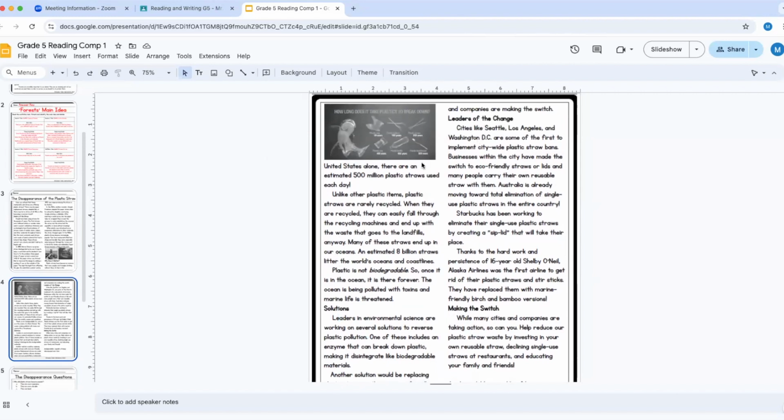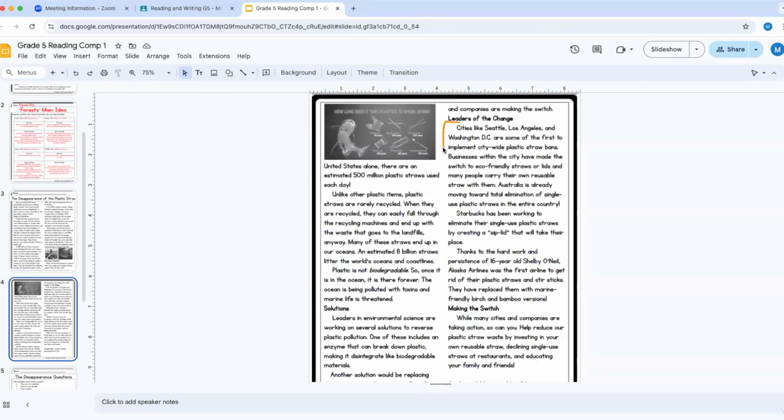Who'd like to read that section for us? Actually, yeah, Wallace, go ahead. Thanks. Cities like Seattle, Los Angeles, and Washington, D.C. are some of the first to implement citywide plastic straw bans. Businesses within the city have made the switch to eco-friendly straws or lids, and many people carry their own reusable straws with them. Australia is already moving to a total elimination of single-use plastic straws in the entire country.